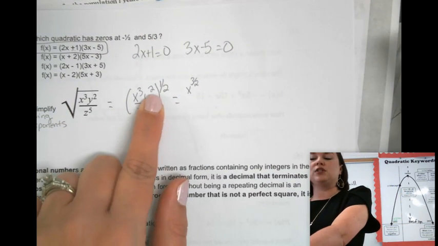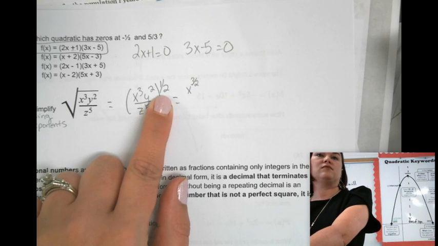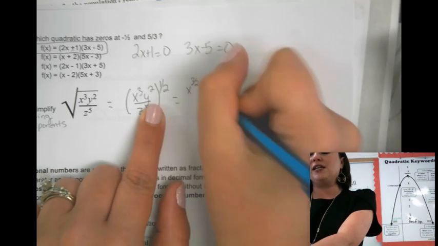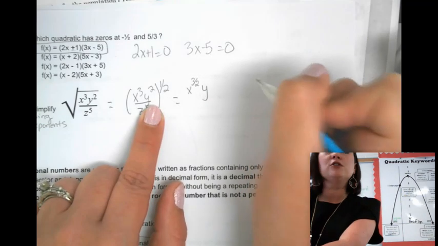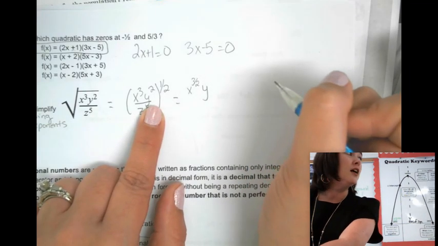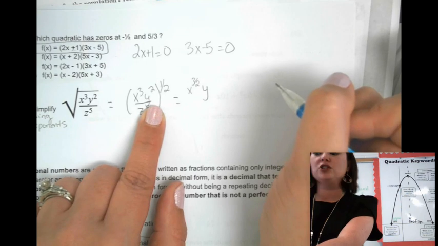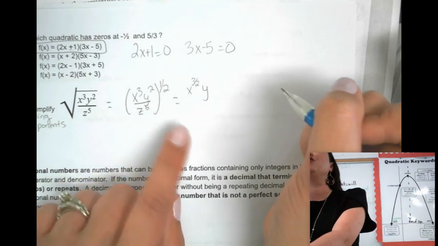What is 2 times 1/2? 1. Now you might be saying, Miss Dix, I'm not good at multiplying fractions. How am I supposed to do that? How are you supposed to multiply fractions if you're not good at it? Use Desmos. Just type in 3 times 1/2 and it'll tell you 3/2.